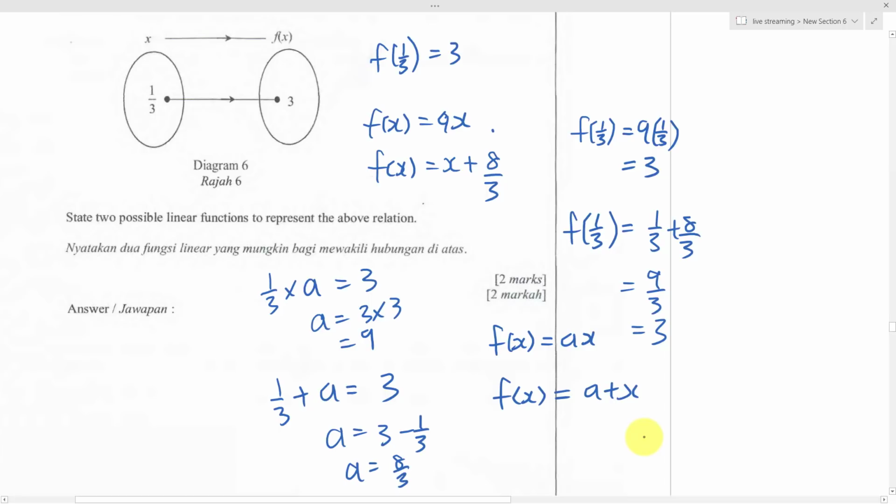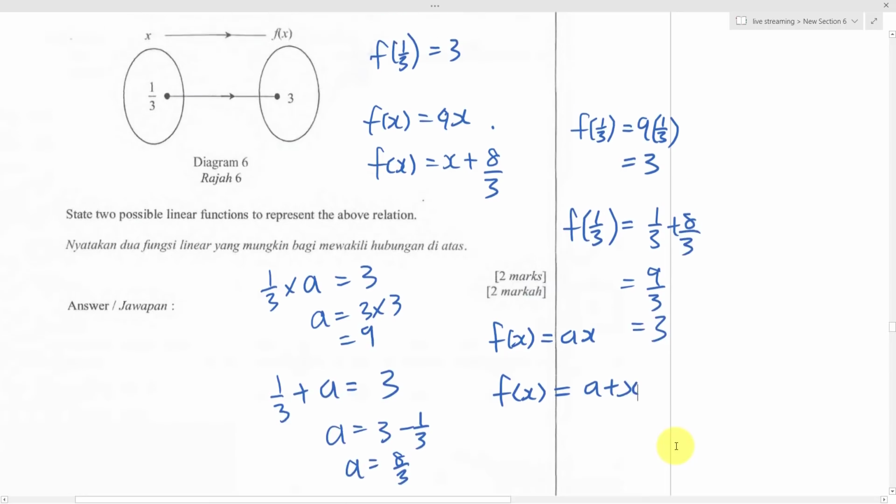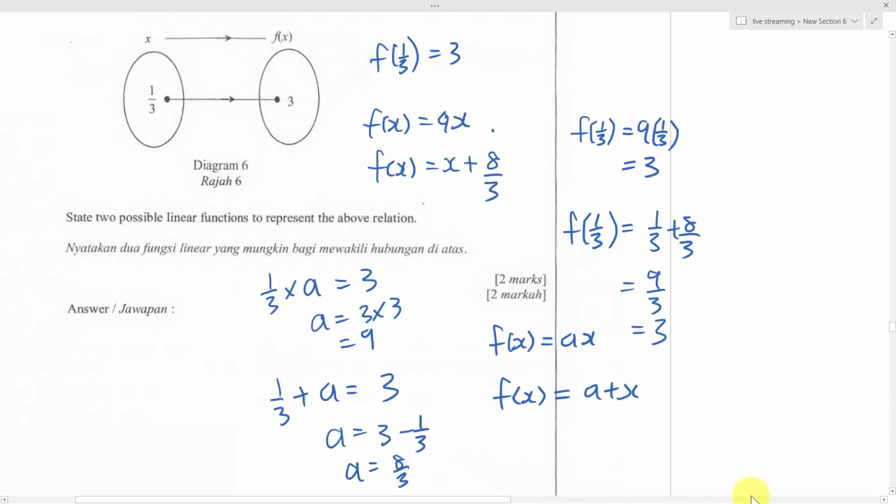Some students ask, can f(x) equal 27 and x to the power of 2? Yeah, you can. As long as you sub in 1 over 3 will give you 3, you can form any type of equation, but I just use the easiest one. Because this diagram actually shows a one-to-one function, I will try to avoid x squared. Because if I do x squared, basically it's a many-to-one function. I'm not sure the examiner will give marks or not. But if this is a linear function, I try to keep my x as power 1, which will be better.